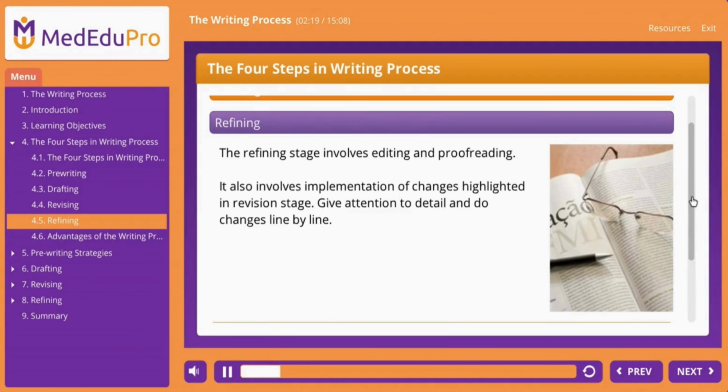Refining. The refining stage involves editing and proofreading. It also involves the implementation of changes highlighted in the revision stage. Give attention to detail and make changes line by line.